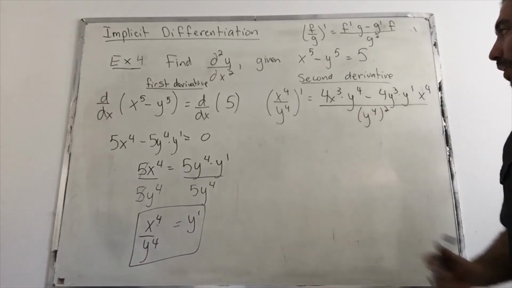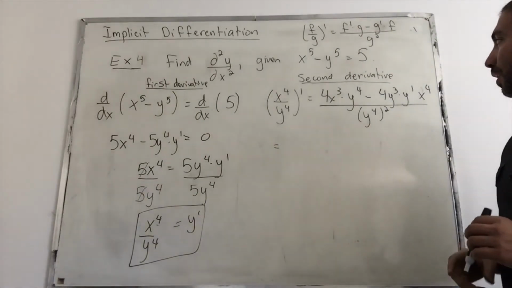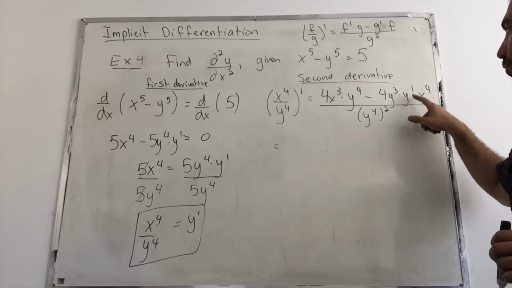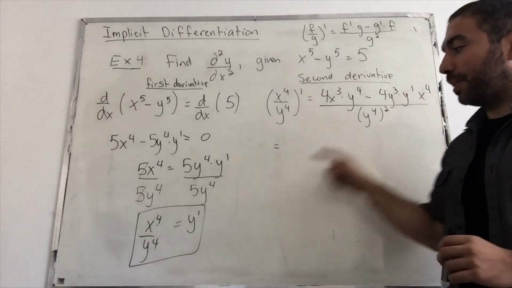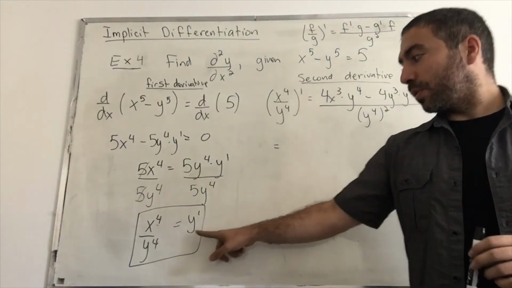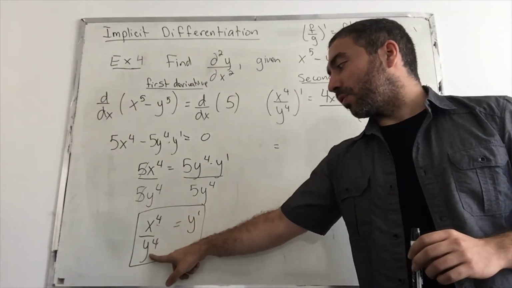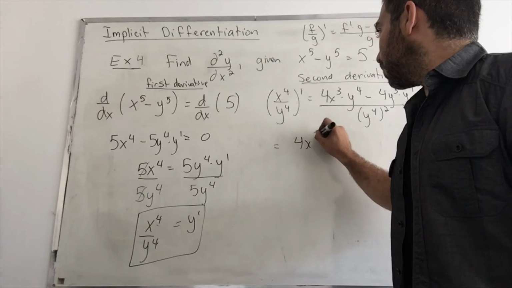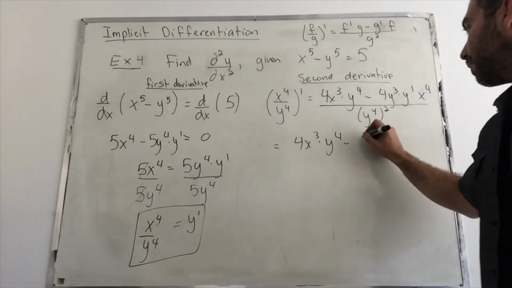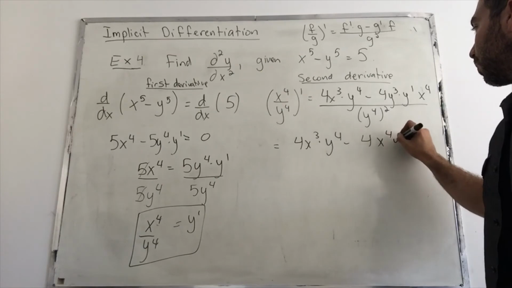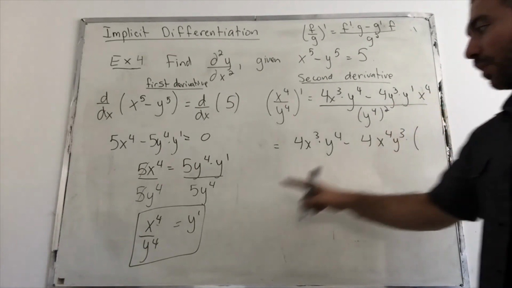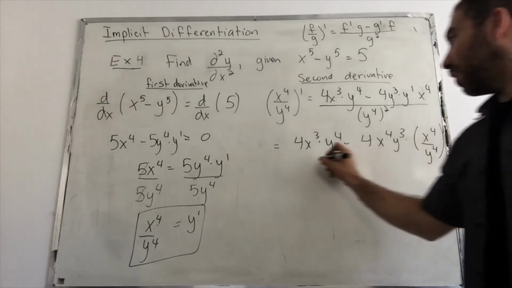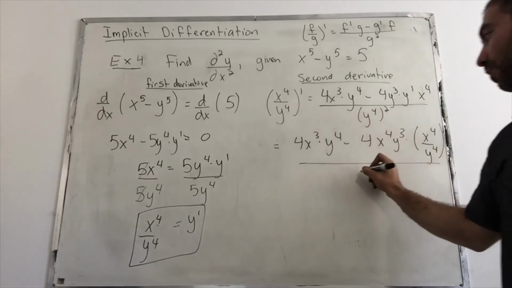Okay. So now to simplify this, we could replace the y prime over here, because we don't want a y prime in the equation, with what it's equal to. So we know y prime is equal to x to the 4 over y to the 4 that we saw earlier. So this gives us 4x cubed times y to the 4 minus 4x to the 4 y to the 3 times y prime, which is x to the 4 over y to the 4. All this divided by y to the 4 squared is just y to the 8.